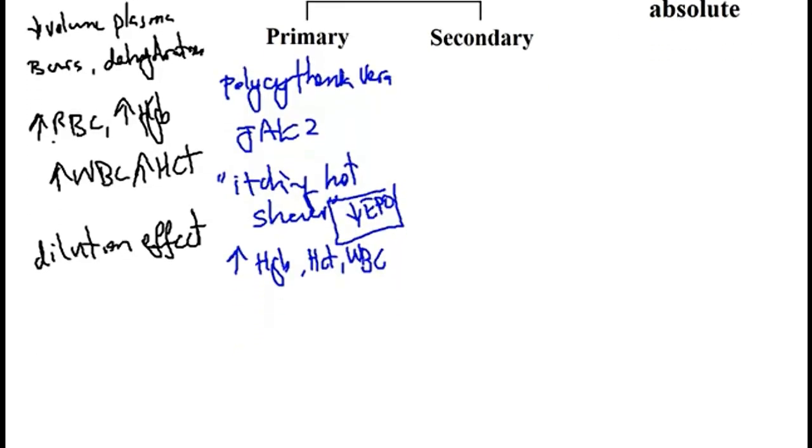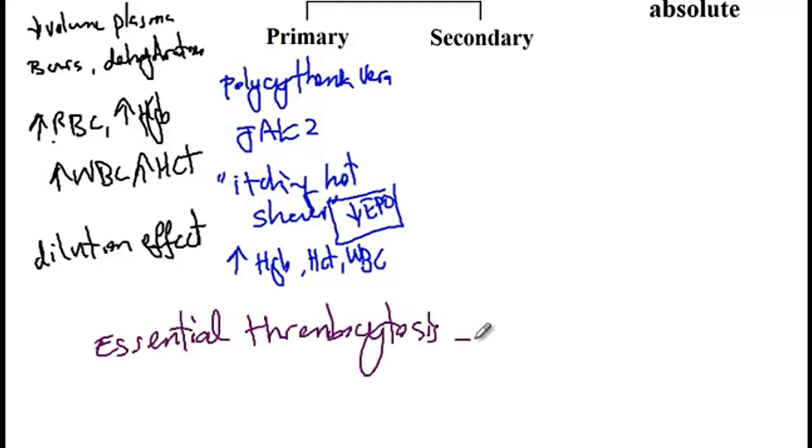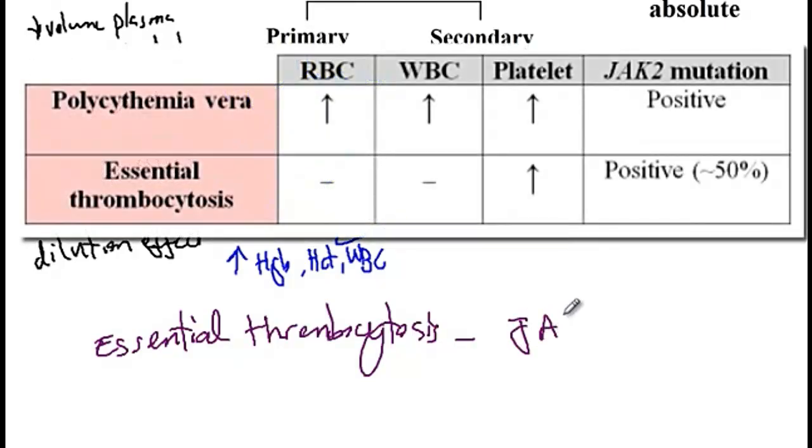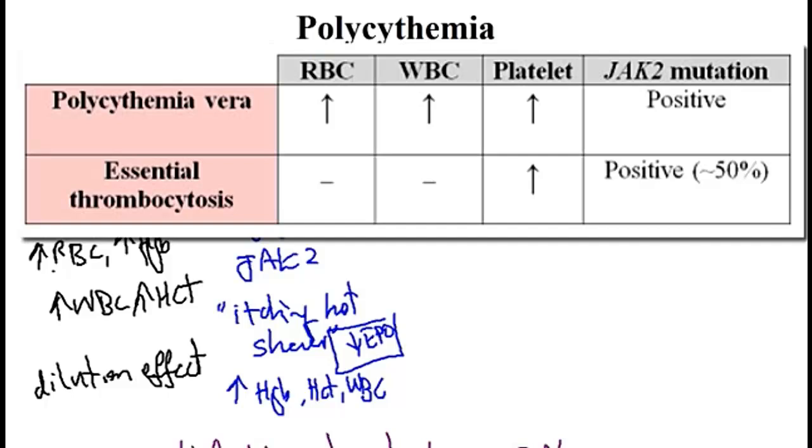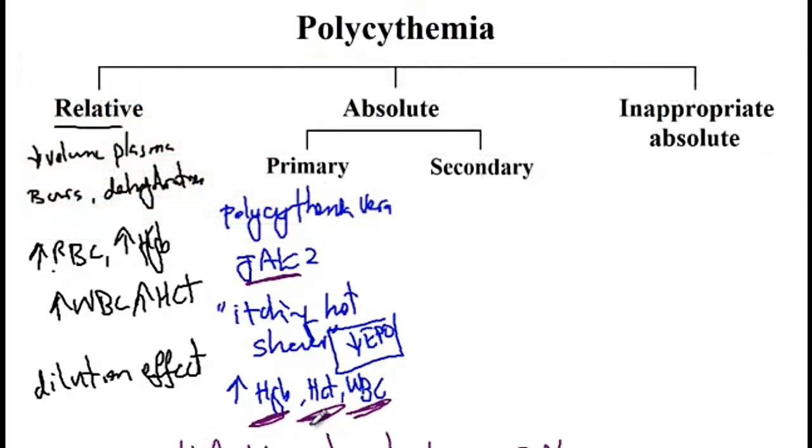Now, I would also like to mention that there is this other condition called essential thrombocytosis, which is associated with mutations in JAK2, and this condition is only associated with an elevated number of platelets, but the hemoglobin and white blood cell count are normal in these patients, versus polycythemia vera, which is also associated with mutations in JAK2. The levels of hemoglobin, hematocrit, as well as white blood cell and platelets all are elevated. And then again, I would like to reiterate that the level of erythropoietin is dropping in these patients.